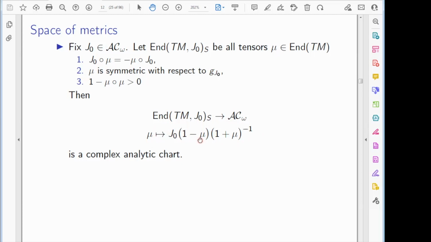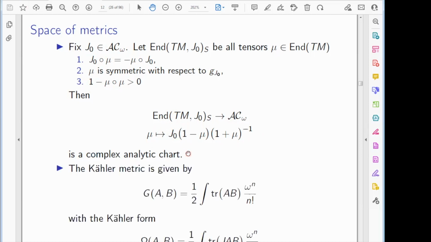Mu has to be close enough to, I guess mu can't have an eigenvalue +1 or -1, which is automatic in this case because of condition 3. So it turns out that this proves that it's a complex analytic manifold, but it's also a Kähler manifold.